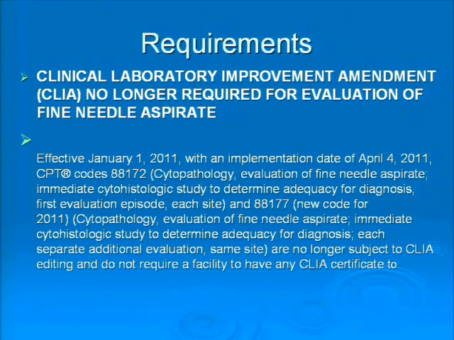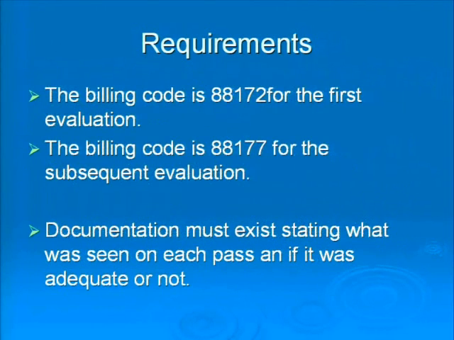Now, there used to be some discussion, and fortunately most of you haven't had to deal with this, of having a CLIA license to do adequacy in your office. As of January 1st this past year, CMS took that away. You do not have to have a CLIA license to perform this in your office anymore. And there have been some updates in coding. When you do your initial biopsy adequacy determination, you use the code 88172. And then for each additional pass that you do to determine adequacy, you use the 88177.